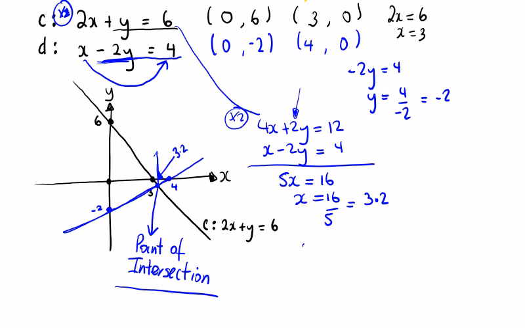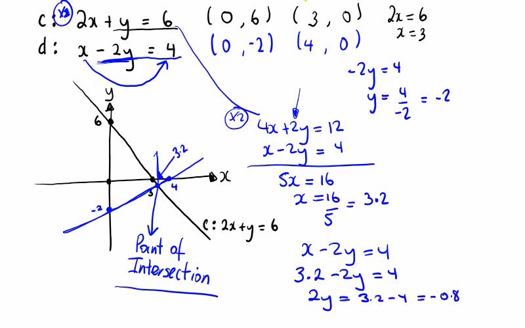So let's use equation D. X minus 2y is equal to 4. X is 3.2. So if I bring the 2y across to make it positive, 2y becomes 3.2 minus 4, which is equal to minus 0.8. So y will be equal to minus 0.8 divided by 2, which is minus 0.4, which is pretty accurate. That would be somewhere, that would be the line y is equal to minus 0.4.